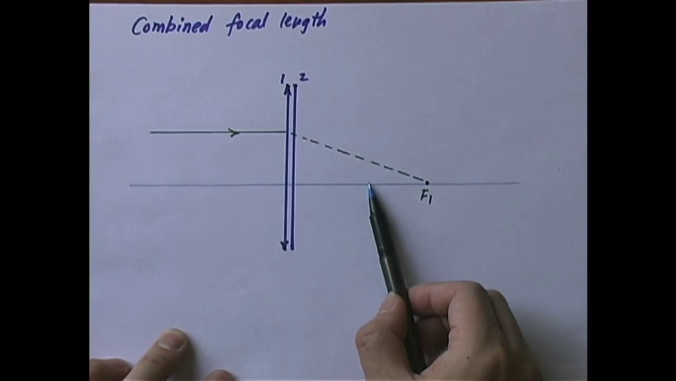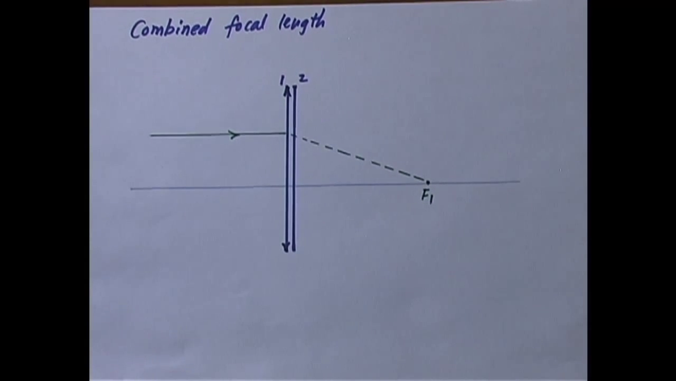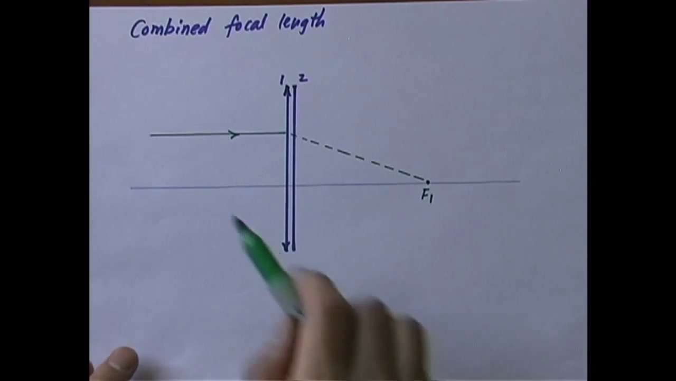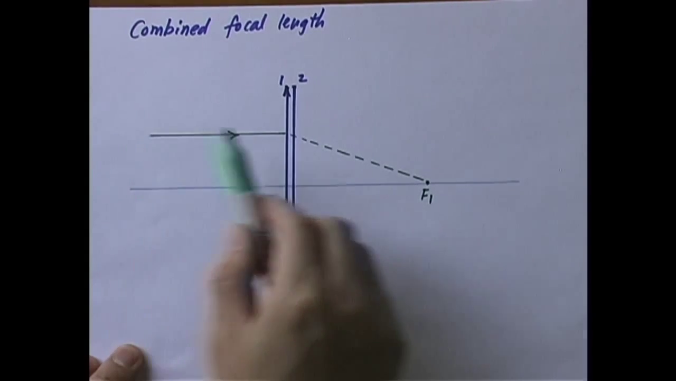So how do we find the final focal length? Suppose I know f1 and f2 for both lenses separately. How do I find the combined focal length? Well, the idea is we're going to deal with the first lens first, find the image formed by the first lens, and then use that image as the object for the second lens, and so we can locate the final image. Now, I have a beam parallel to the optical axis, so P is infinity. P1 is infinity. I'm dealing with the first lens first.